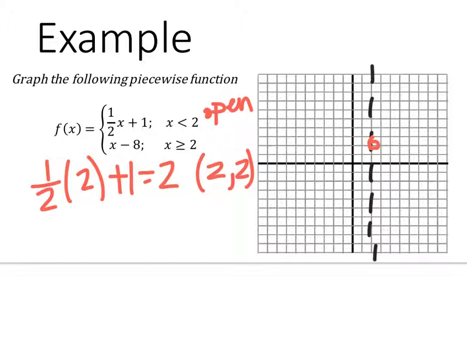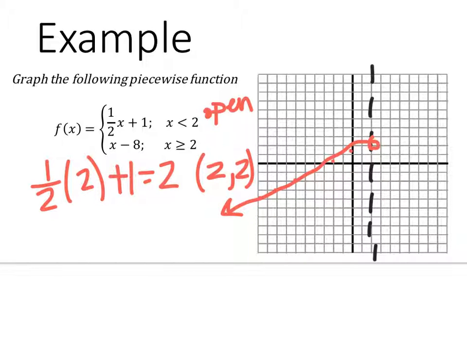My slope is 1/2, but I'm moving to the left. So instead of going up 1 and to the right 2 every time, I need to go to the left. So I'm going to go down 1 and over 2. Because if I do this, you can see I have a positive slope, and my line is still positive. I'm just working backwards. So I'm going to attempt to graph that first line.